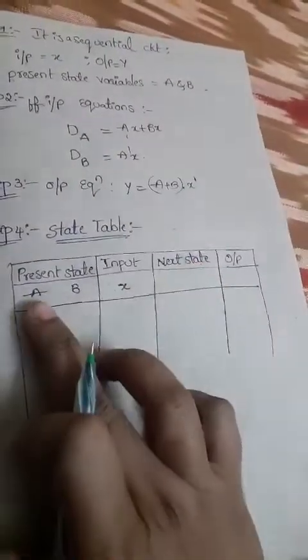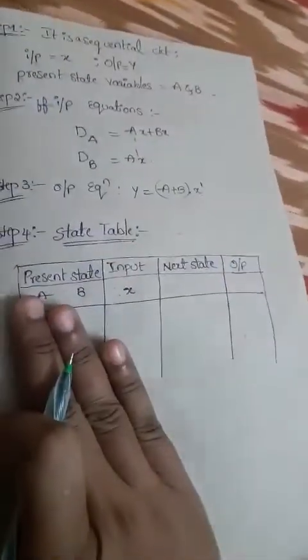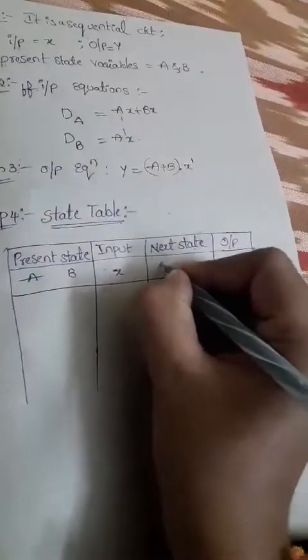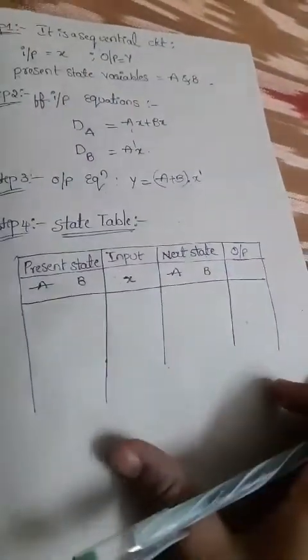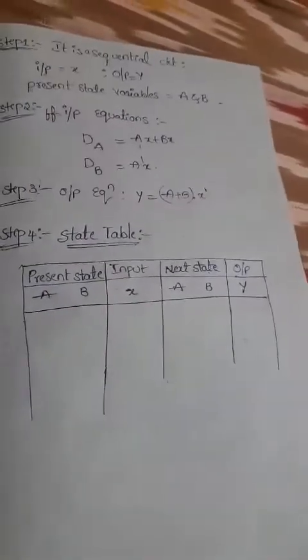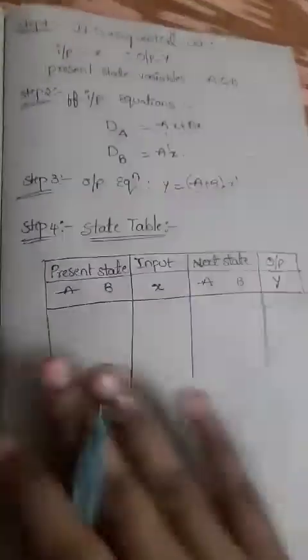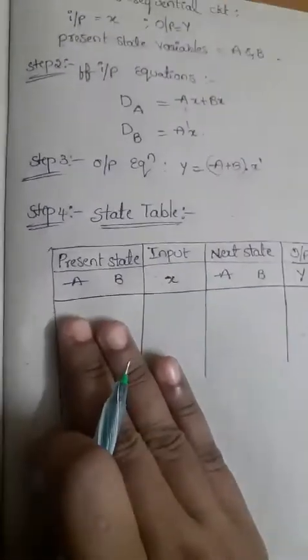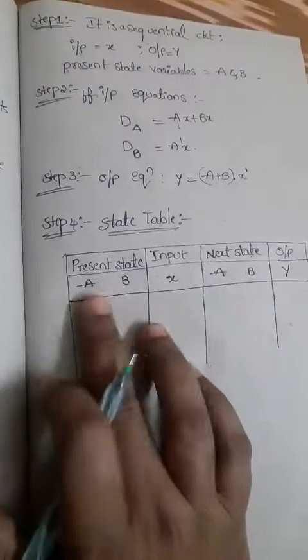And coming to input, what is it here? That is X. Next state: whatever we have in the present state, the next state follows the present state only, so you can place it as it is, AB. Then the output is whatever output variable you have in the circuit diagram, as it is you can place it. So now we'll represent the state table. We already know the inputs and outputs, so after placing those variables, we can start the state table.